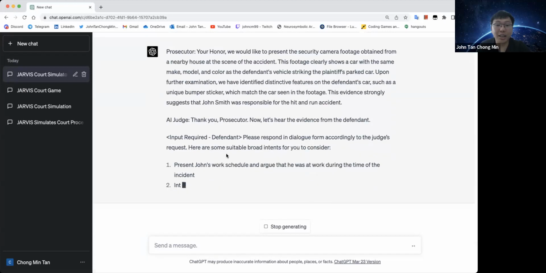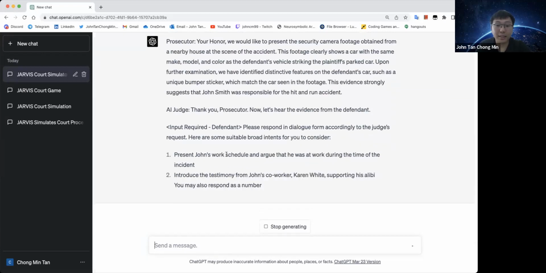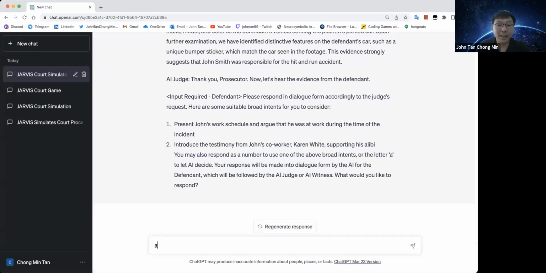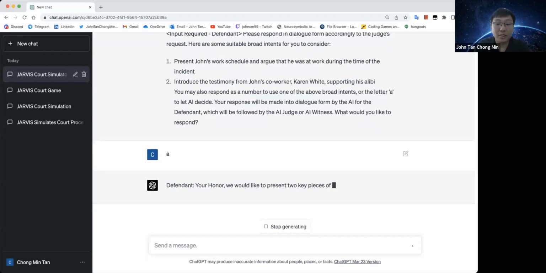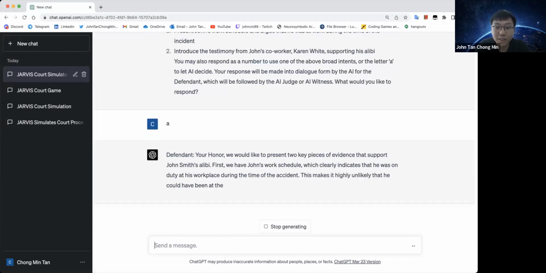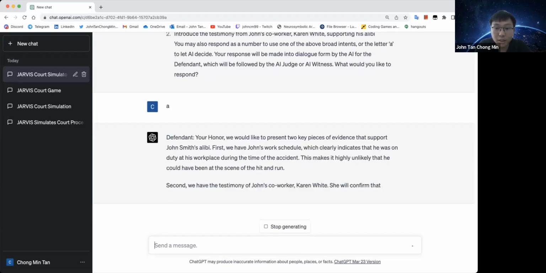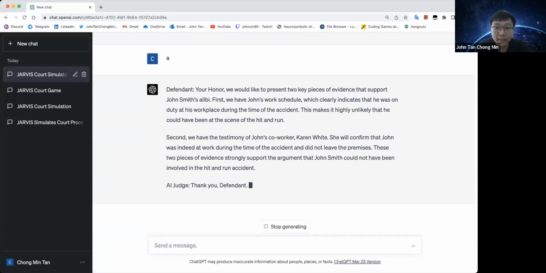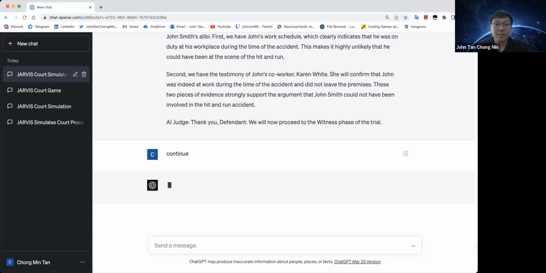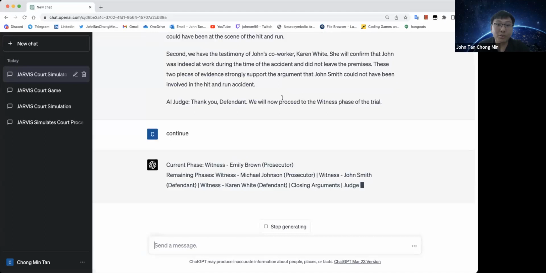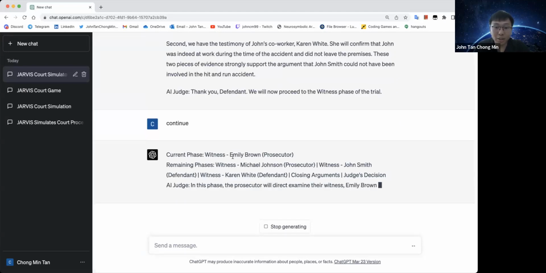I think the defendant can actually argue that he was not present and that the car was just a similar car, or someone might have taken his car. Let's take a look at what the AI decides. So this is GPT-4 arguing with me. Let's see whether it works. His work schedule makes it highly unlikely. Testimony of co-worker Karen White. Basically, these are just human evidence, so it may not be true, because people tend to forget and make mistakes sometimes. Okay, let's talk about Emily Brown.